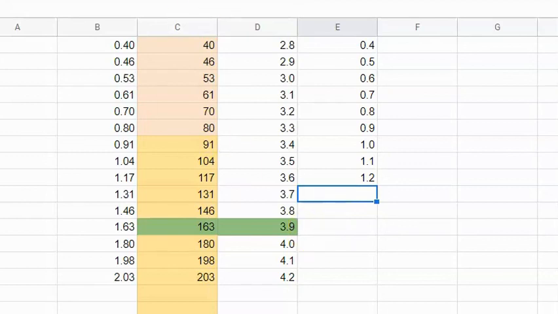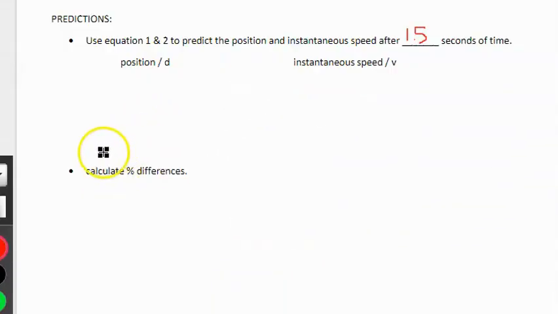So go back to here. Maybe write down results. Again, the position was 135, the instantaneous speed was 180, and then calculate the percent differences between what you got and what the cart says. Hopefully they worked out well and our data was valid. Okay, so hopefully this makes sense. You'll have a tutorial follow-up to put this all together.